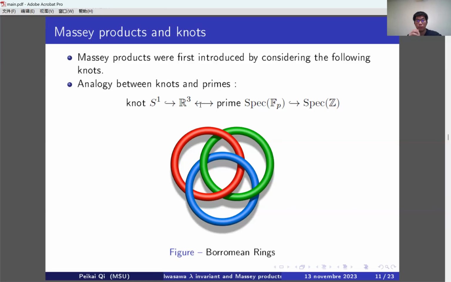Actually, there is also an analogy between knots and primes. When you embed a circle S1, the knot, into Euclidean space, the behavior is similar to when you embed Spec F_p into Spec Z. On this side, you have singular cohomology; on this side, you have étale cohomology. The behavior of singular cohomology is similar to the behavior of étale cohomology on the right-hand side.